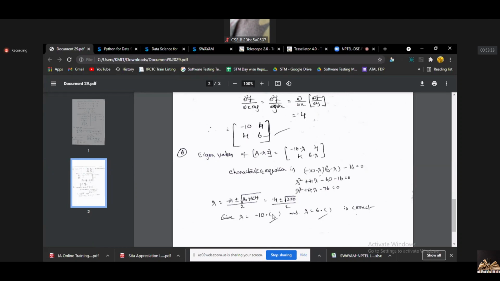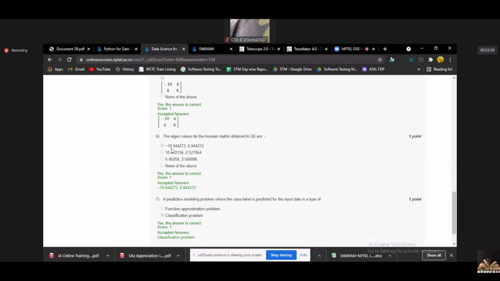Now evaluate it. Find the root of the 320 value, then minus 4 minus whatever square root value we get, divided by 2, and then minus 4 plus the root value, divided by 2. Then we will get two values, lambda equal to this and lambda equal to this. So that is what we got here: minus 10.944272 and this one.